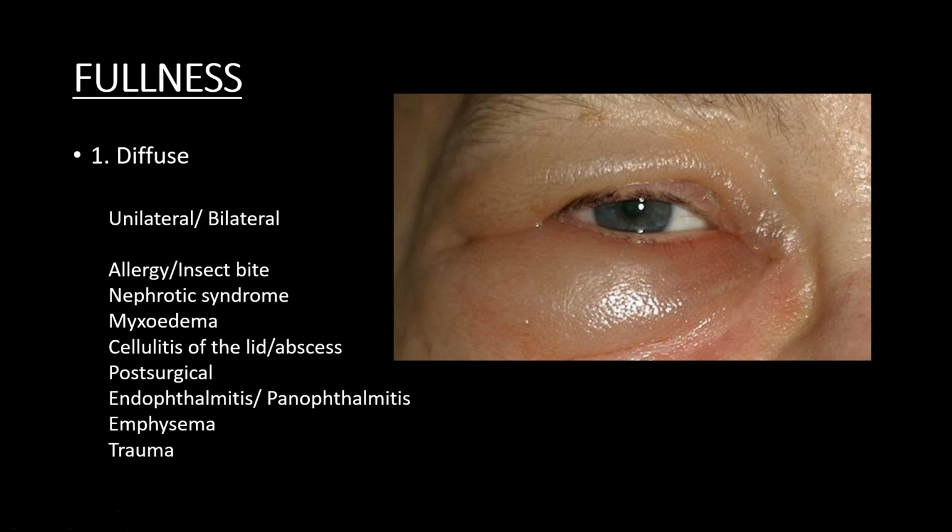the skin is very thin, and the subcutaneous tissue is very loose. So edema is very quick in eyelids. It happens really rapidly. So it can be diffuse, which can be either in one eye or both, that is unilateral or bilateral. And it can be diffuse in cases of allergies or insect bites, nephrotic syndrome, myxedema, cellulitis, or any other infections. It can happen in post-surgical cases or cases of endophthalmitis, panophthalmitis, and all that. And it can also be localized.